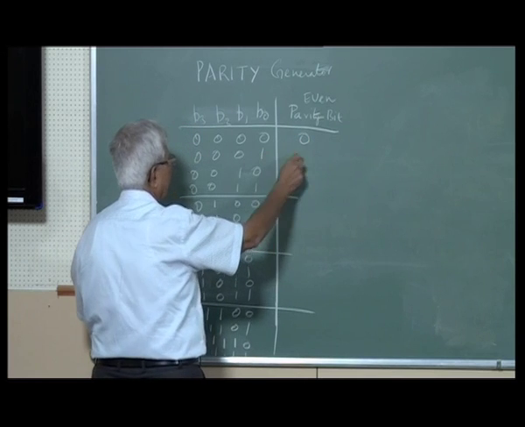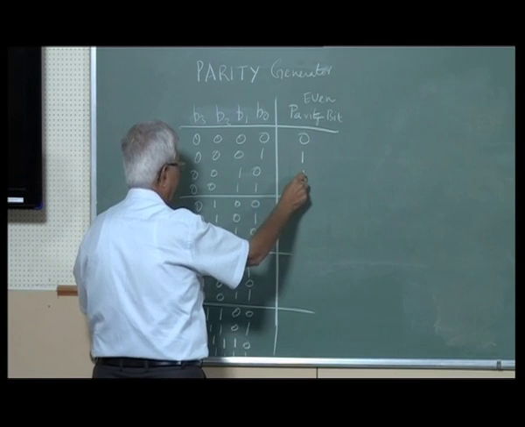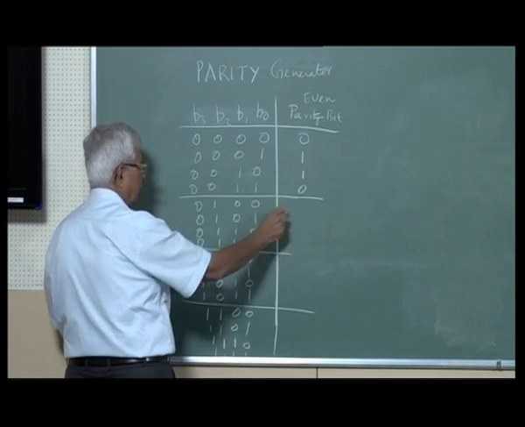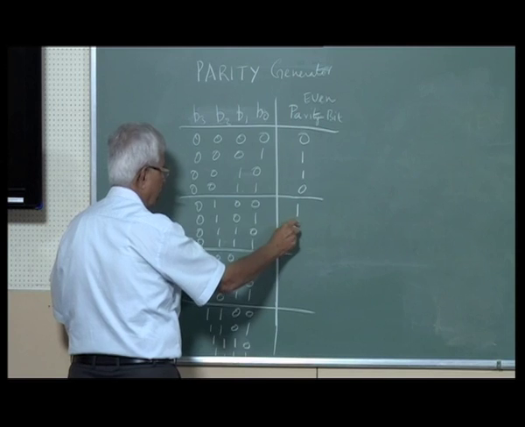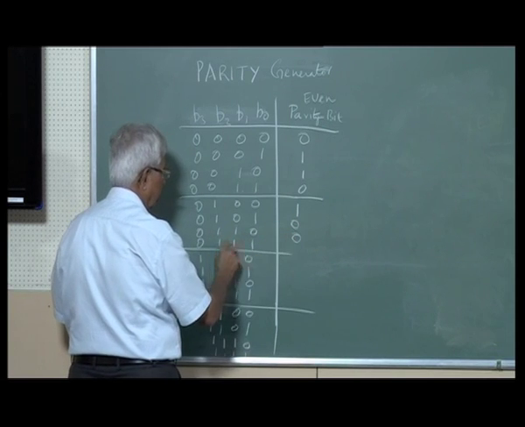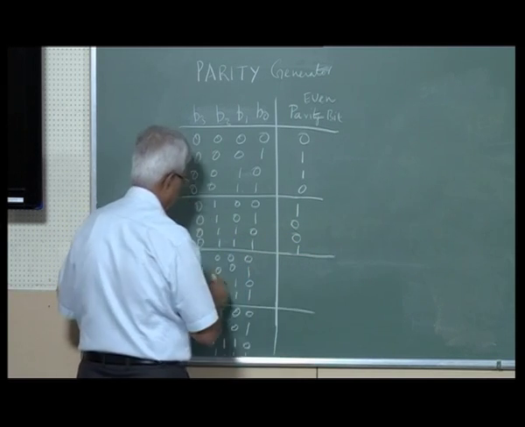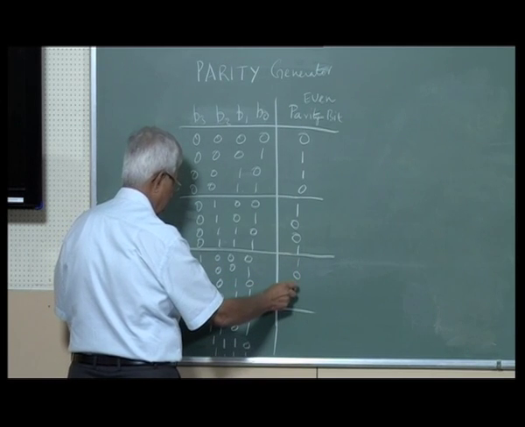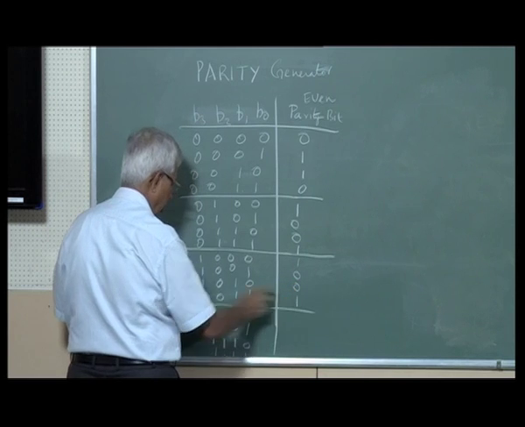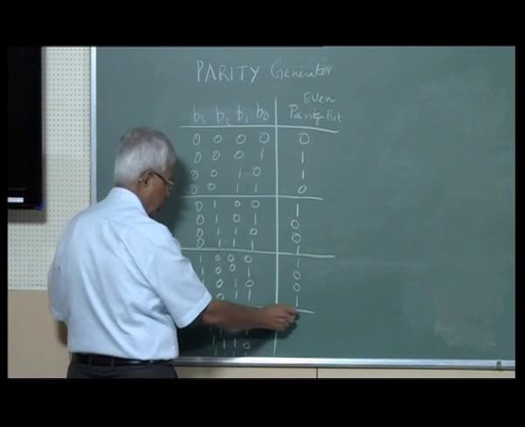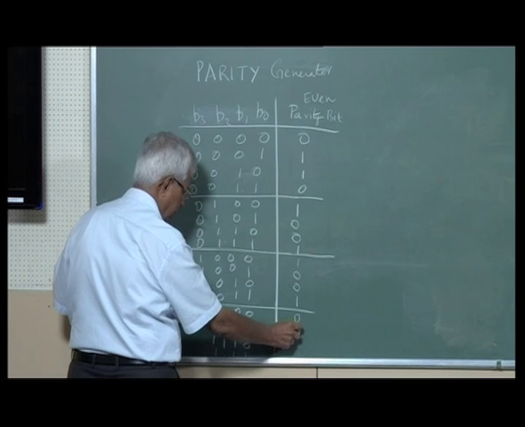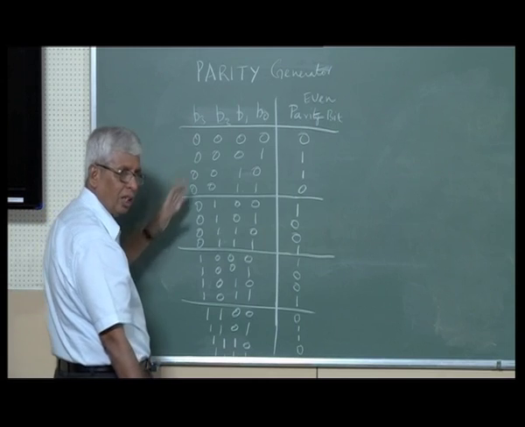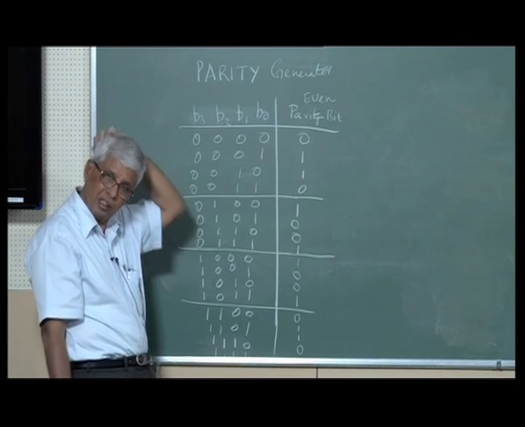So it is 1, so I need a 1. This is 1, I need a 1. This is 1, 1, 2 already, so I do not need it. 1, so I need a 1. 2, I need a 0. 2, I need a 0. 3, I need a 1. 1, 0, 0. 3 ones, so I add a 1. 2 ones is 0. 1, 1, 0. This is my parity bit for this combination of 4 bits B0, B1, B2, B3.